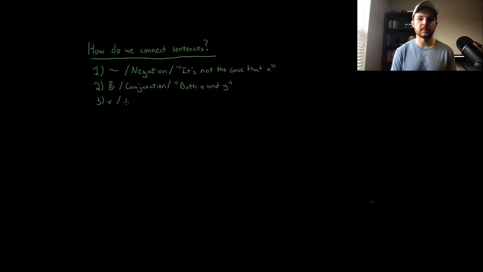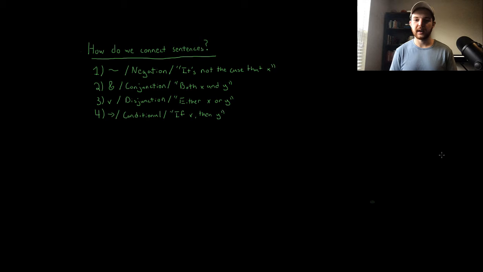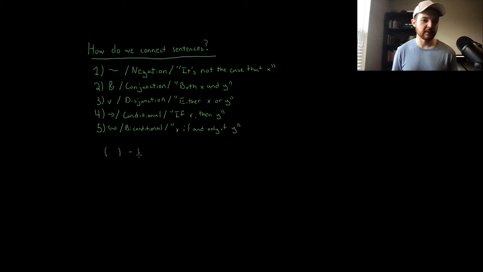The third one is the wedge. The wedge represents a disjunction, meaning either X or Y. The fourth one is the arrow, which represents a conditional statement, which means if X, then Y. And finally, we have the double arrow, which represents a biconditional statement, which means X if and only if Y. We also have parentheses. Much like parentheses in math, these tell us which connectives belong to each other.